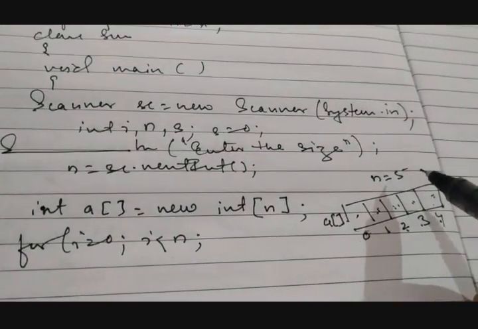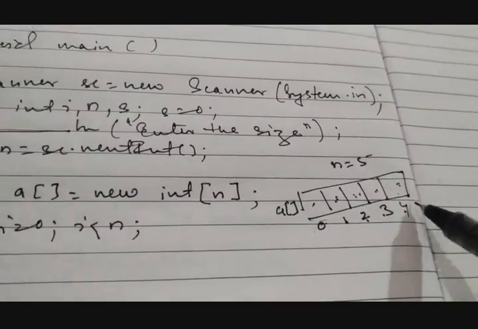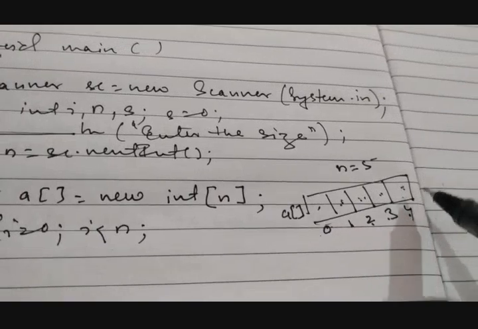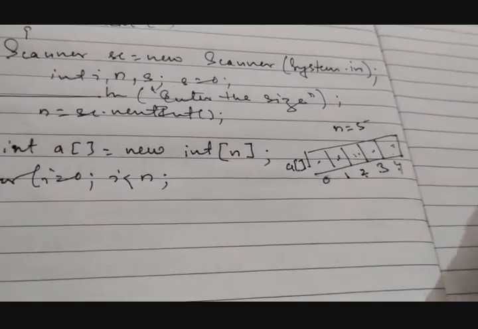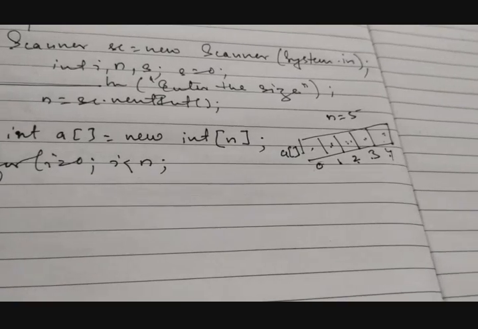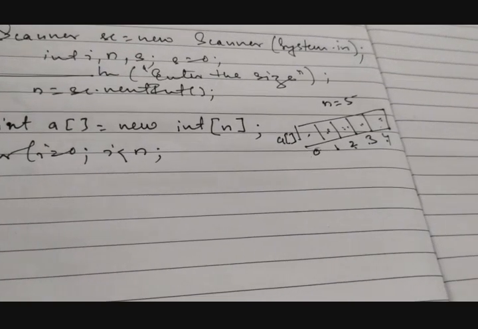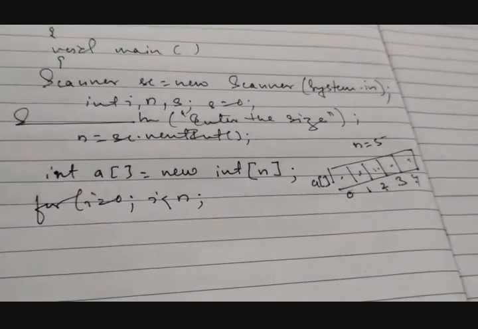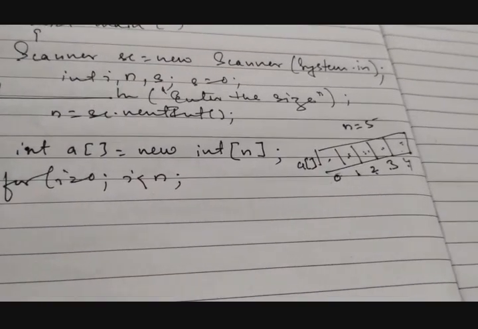equals to n, because the size is 5. If you write equals to 5, then there is no space for the fifth element. There is no space for the fifth index. So it will give an error message. What is the error message? The error message is array index out of bound exception.